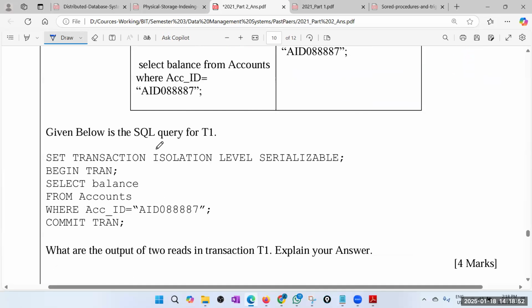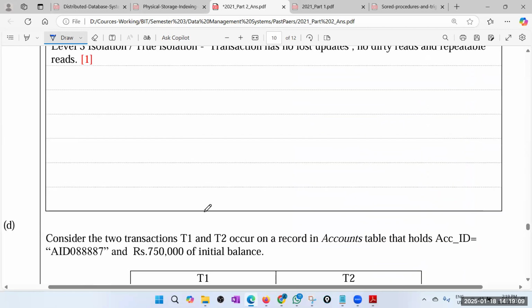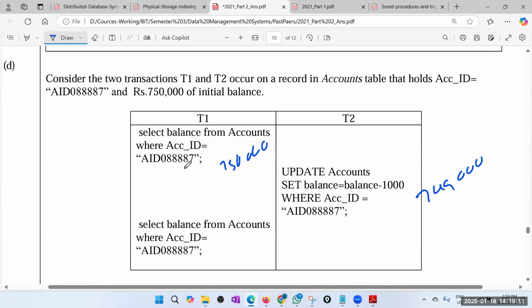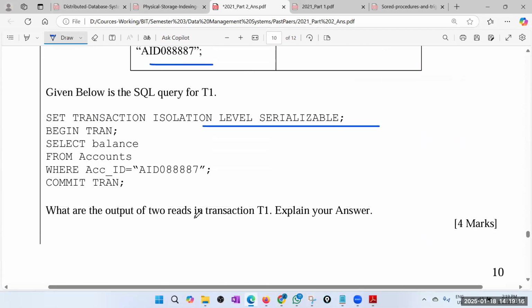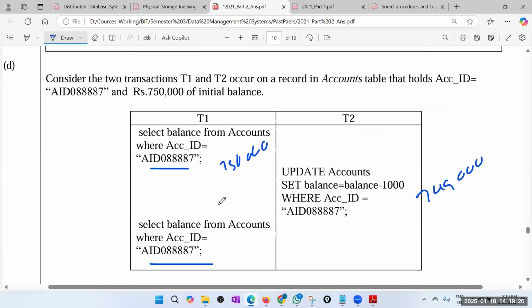Given below is the SQL query for T1. You are at the serializable level. Begin the transaction, select balance from account where account ID is this one, 88887, and then you commit. What are the outputs of the 2 reads in transaction T1? Explain your answer.